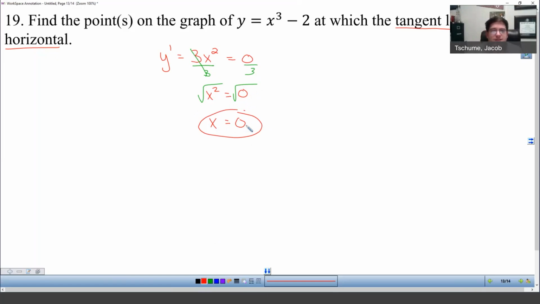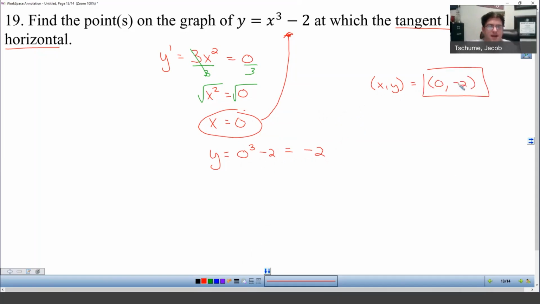Now in the instructions, it says find the point. Since this is only the x value, you also need the y value. So you can get your calculator out if you'd like. You're going to plug 0 into the original function to get y. So that would be 0 cubed minus 2, which comes out to be -2. I believe on the homework, you're going to have to write this as an ordered pair. So remember, xy is your ordered pair. We found x to be 0, and we found y to be -2. So your only answer to this problem, the only point that gives you a horizontal tangent, is the point 0, -2.